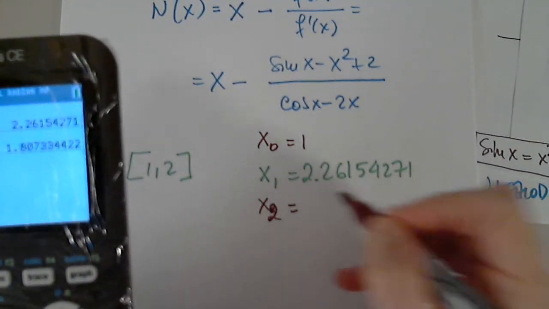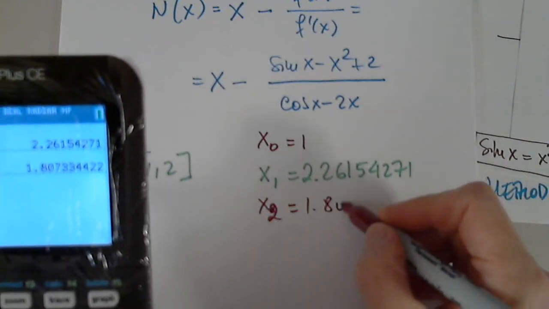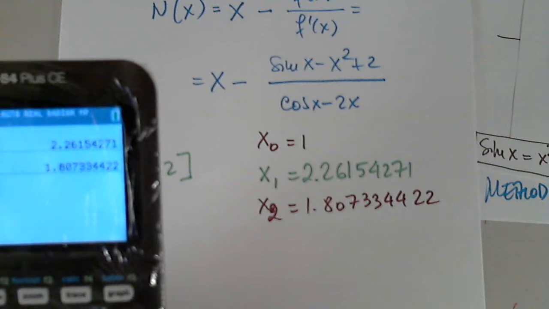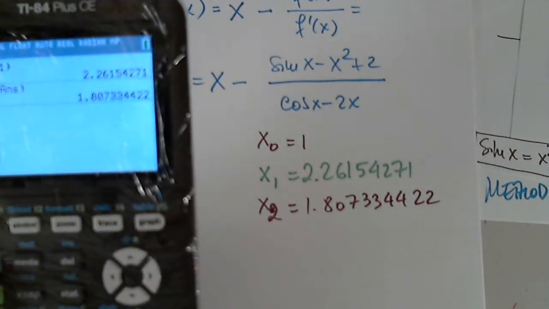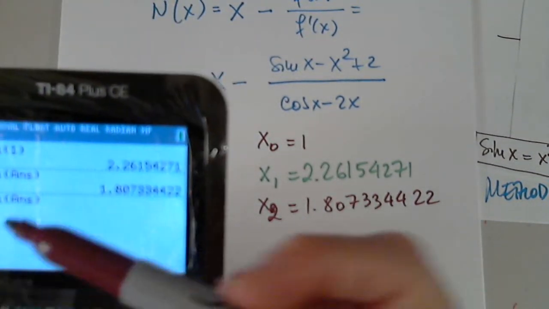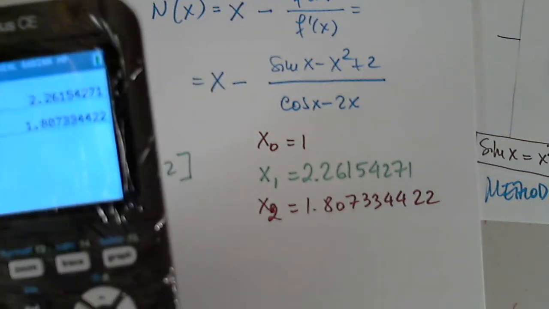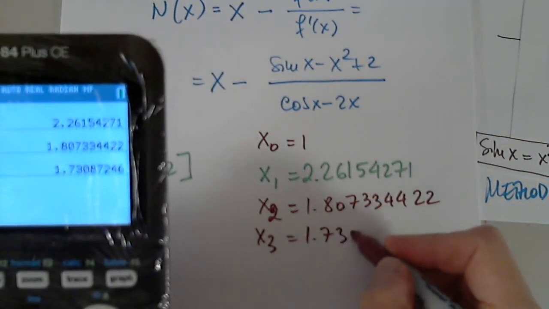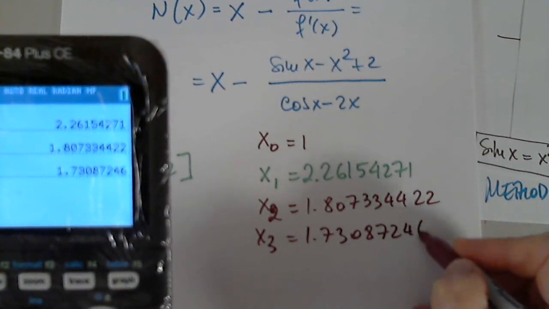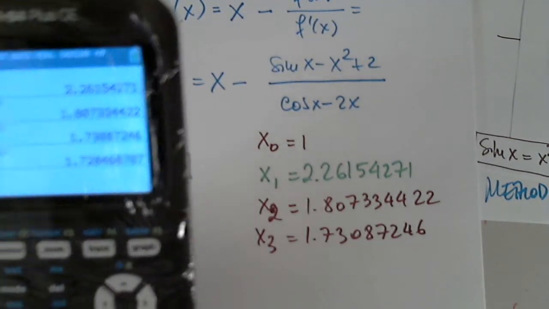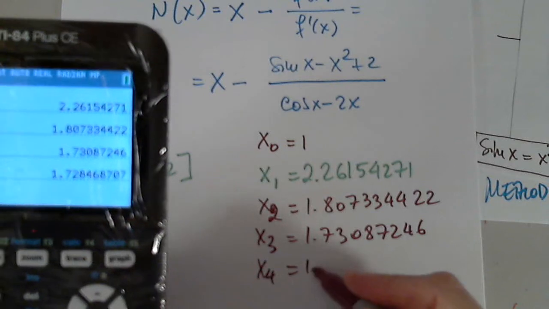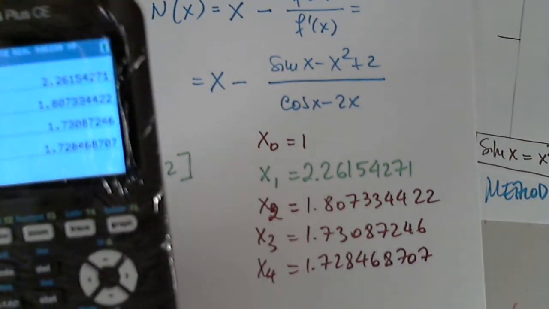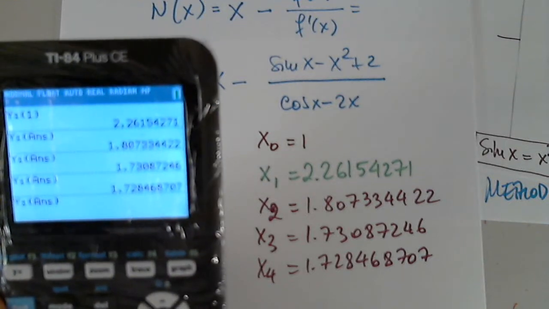F sub 2. X sub 2 is 1.807334422. Now I don't have to do anything, just recall. And the calculator automatically will insert 1.8. Aha, I'm happy. X sub 3 is 1.73087246. I repeat, x sub 4, 1.7284688707. How many times do I do this? Oh, you'll see in a moment.